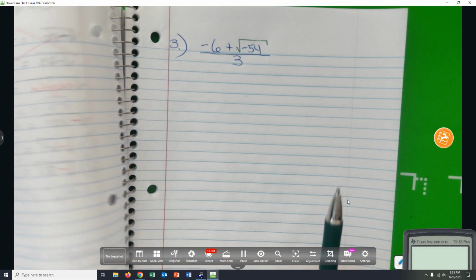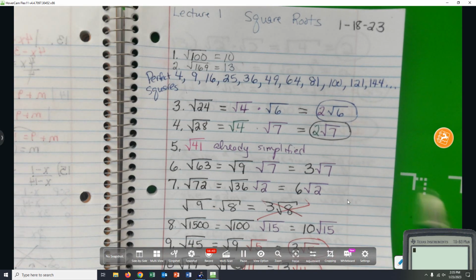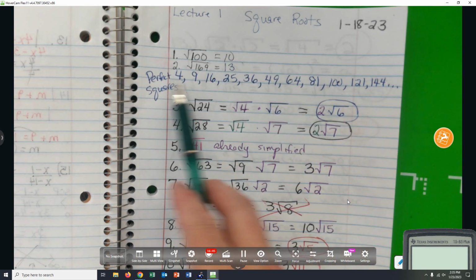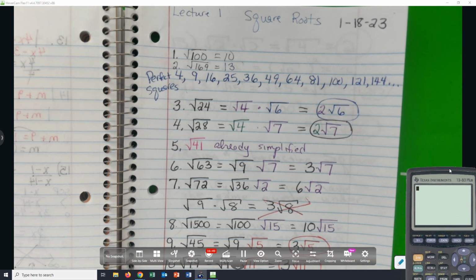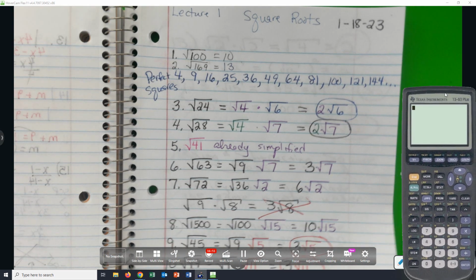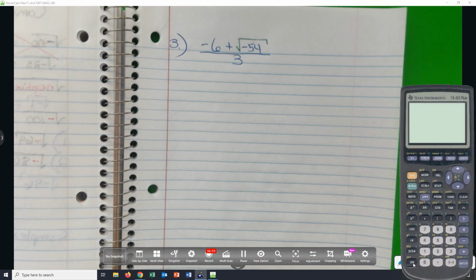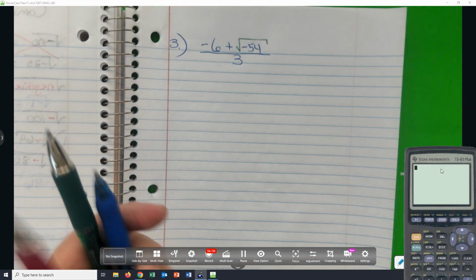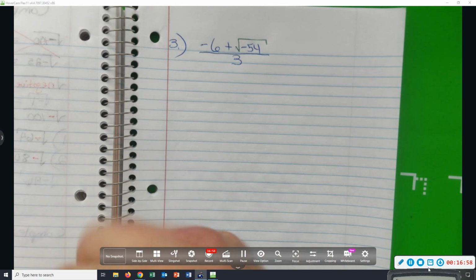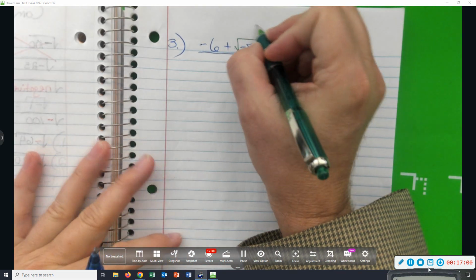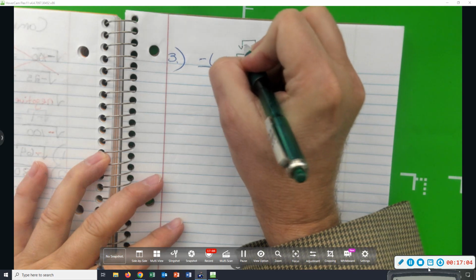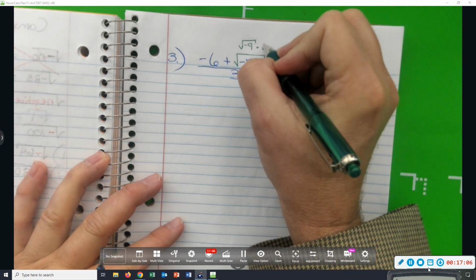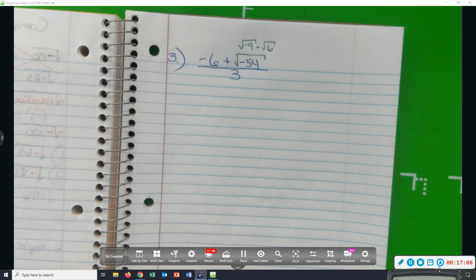Is 54 a perfect square? No. Okay, what's the largest number there that divides evenly into 54? It's the only number. 9. So we're going to think of it as, this whole part that I'm writing up here is my thought process. That's the square root of -9 times the square root of 6.